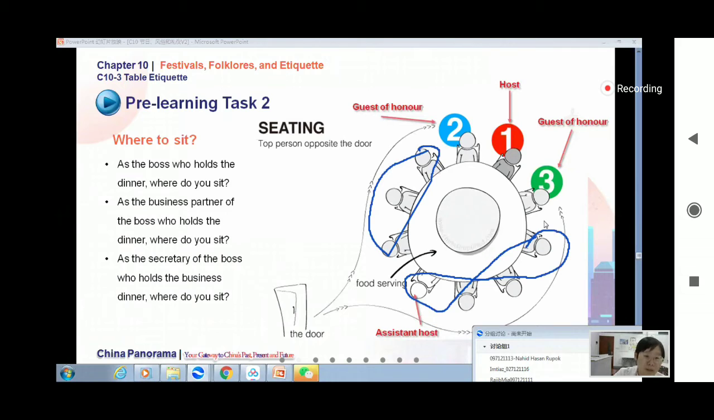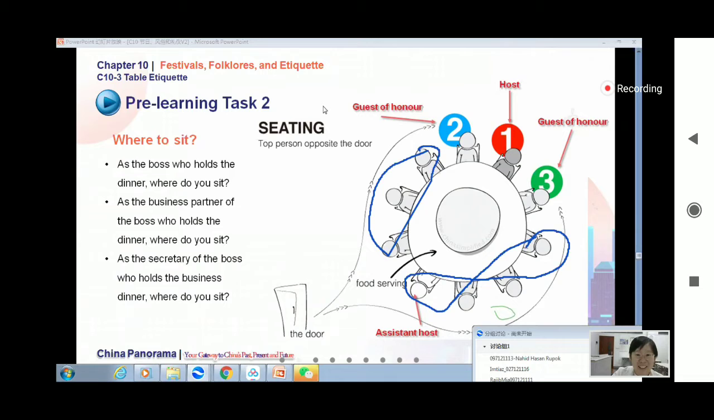Actually, if it's the first time for you to go to a dinner with your colleagues or your boss, and you don't know where to sit, you can just watch. Watch the host and the guests of honor sit, and then you just find some seats to sit down. Just wait. Don't be the first one to sit down. It's very easy to make mistakes as the first one to sit. So just wait for all the most important people to sit down, and then you join the dinner and sit down.